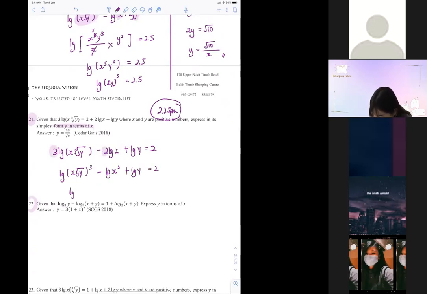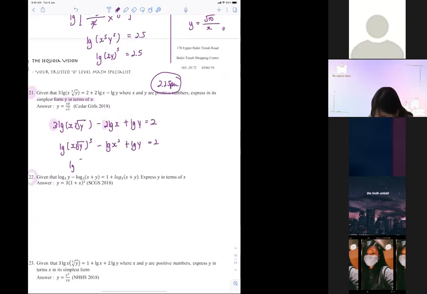Then minus becomes divide. So x cubed y, I put the power in at the same time, divide by x squared times y. Can see this divide by this times this equals to 2. So cancel, cancel. We left with log xy squared equals to 2.